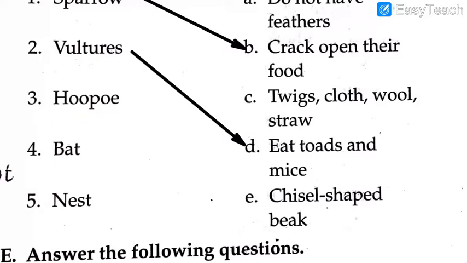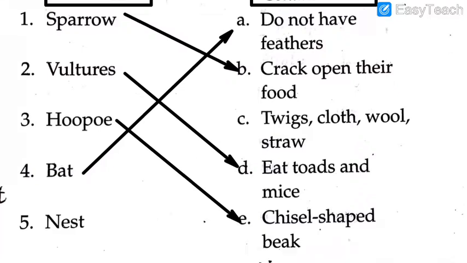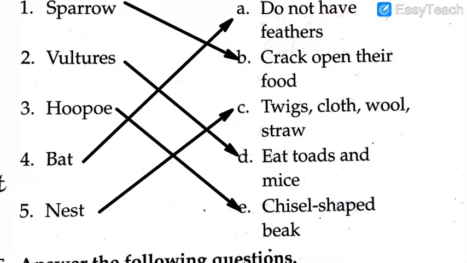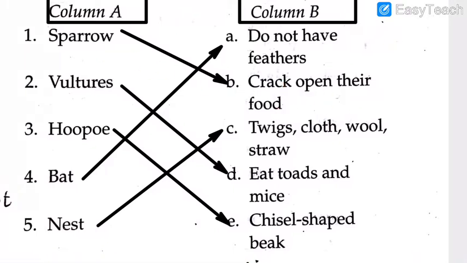Number 3, hoopoe. So which option is correct? So for hoopoe, option E is correct. Chisel shaped beak. If you look into the textbook, the picture of hoopoe is given, in which it has a chisel shaped beak. Number 4, bat. Obviously they do not have feathers. And the last one, nest. Nest is made up of twigs, clothes, straw and wool. So this is how we matched the correct answers. Sparrow, crack open their food. Vultures eat toads and mice. Hoopoe, chisel shaped beak. And bat do not have feathers. And then number 5, nest is made up of twigs, clothes, wool and straw.